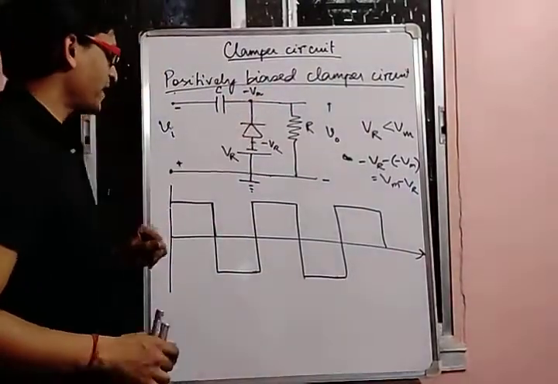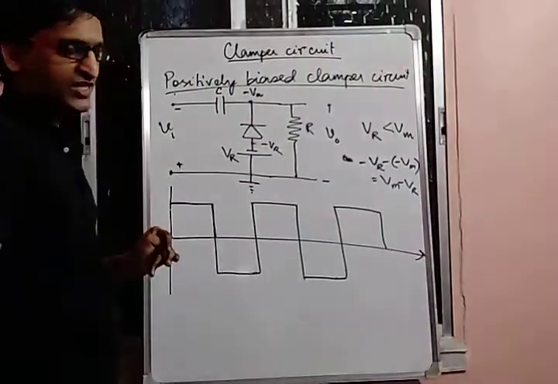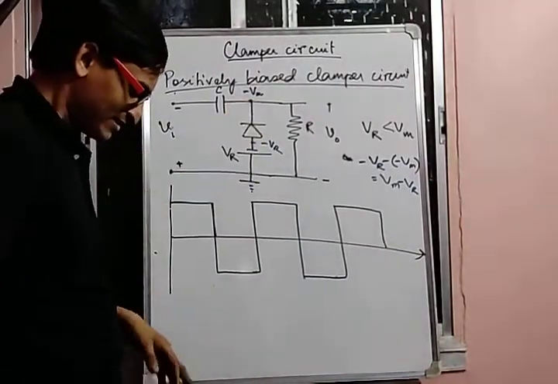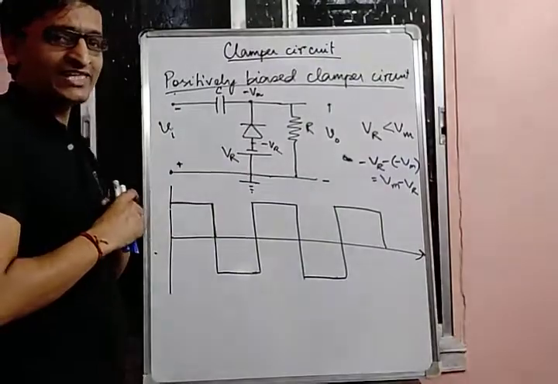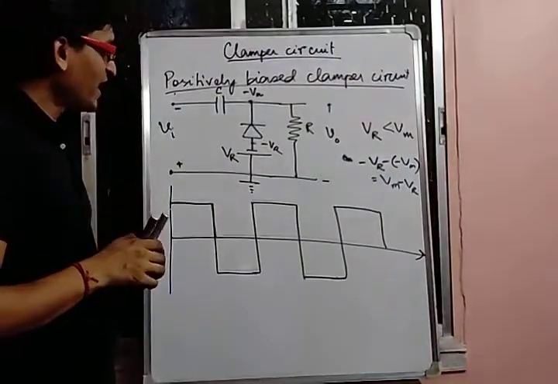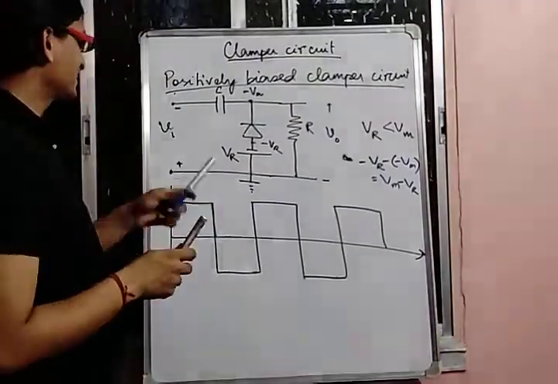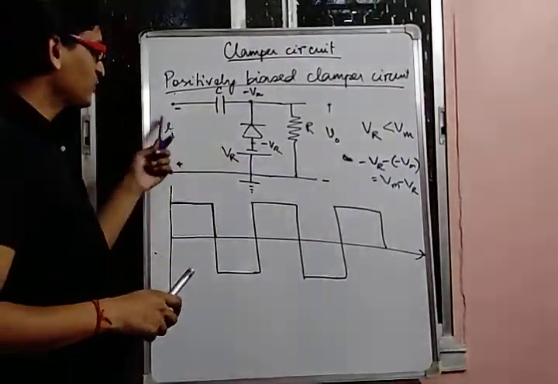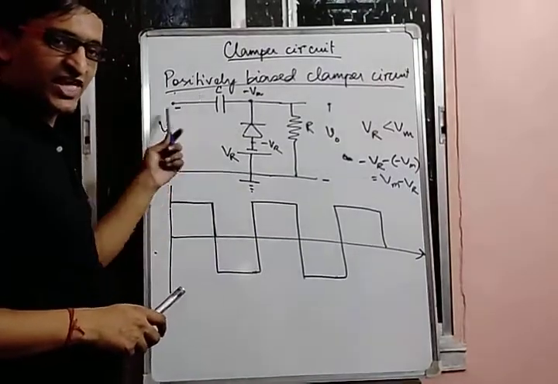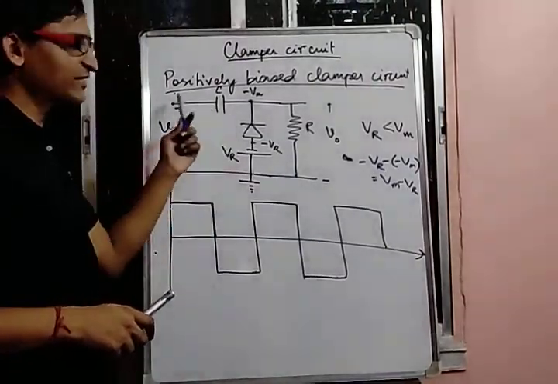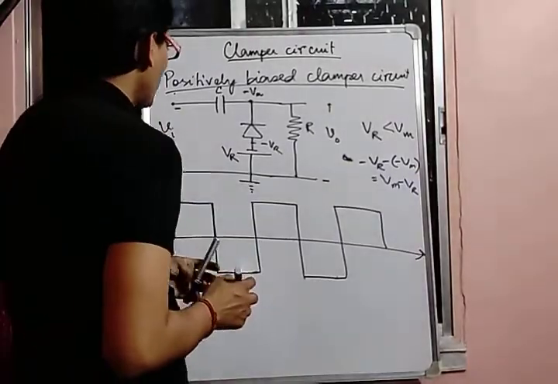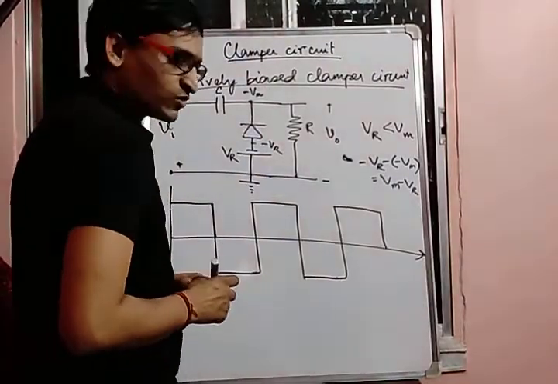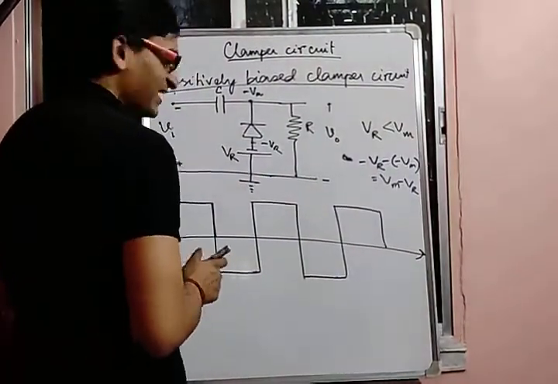Since this diode is forward biased, what will happen? It will act as a short circuited path. As a result, current will flow through this path. Is it clear to everyone? Current will basically flow through this path. So this capacitor C will get charged up. To how much value will it get charged up? Let us see that.